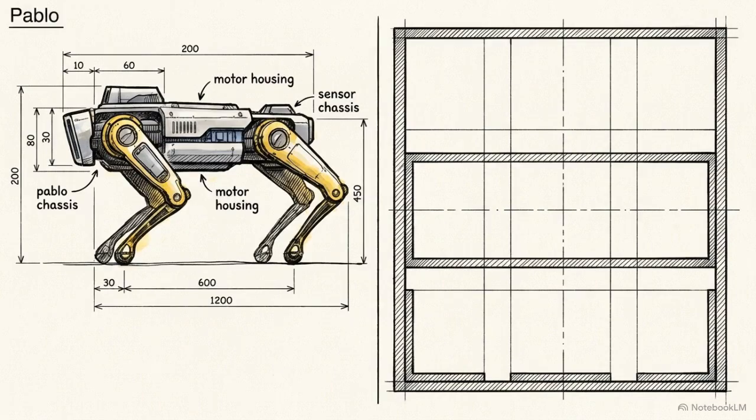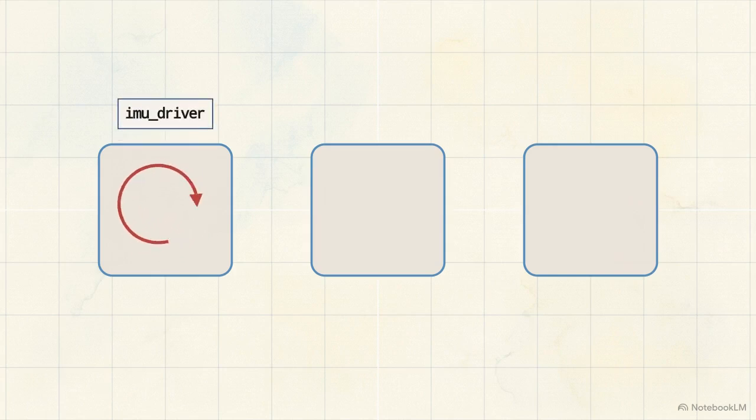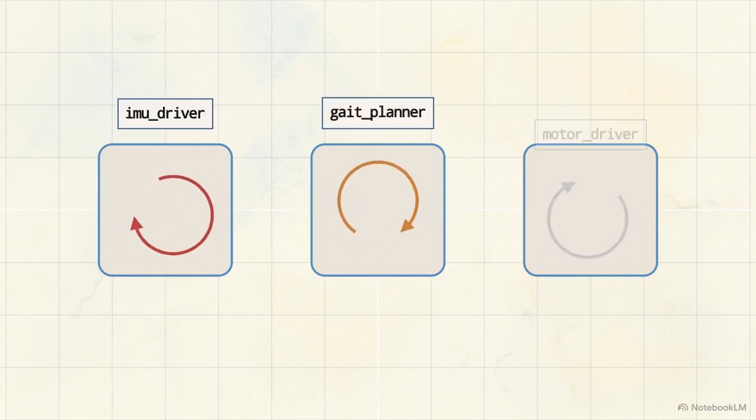To see how ROS2 routes data, we need to throw out the monolithic script entirely and start with a blank slate. Instead of one massive file, we divide the robot's logic into tiny, singular units called nodes. A node is an independent program tasked with exactly one job. One node handles the orientation sensor, a second computes leg trajectories, and a third drives the motors.